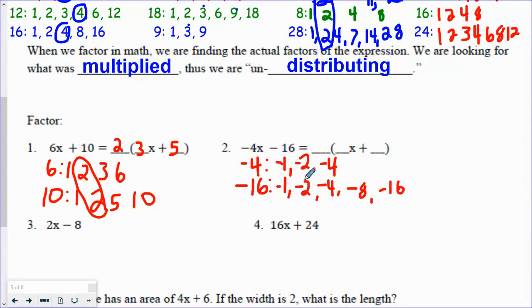So look, yes, they both have 2, but their greatest common factor is this -4. When I go up here, I'm taking out a -4.